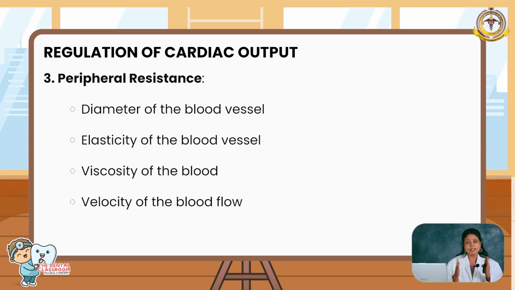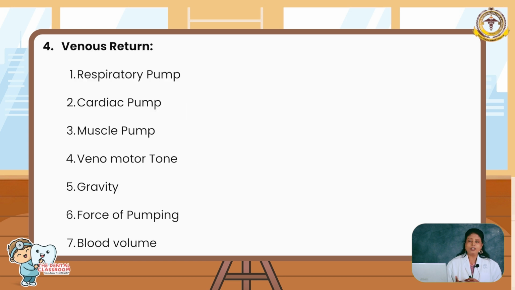Next is the elasticity of the blood vessel. If the blood vessel is elastic in nature, then the peripheral resistance will decrease and cardiac output will increase. Next, viscosity of the blood. Viscosity is inversely proportionate to the cardiac output; if the blood is more viscous, cardiac output will be decreased. Next, the velocity of the blood flow. If the velocity of the blood flow increases, cardiac output also will increase. The last is the venous return, which depends on the end diastolic volume.